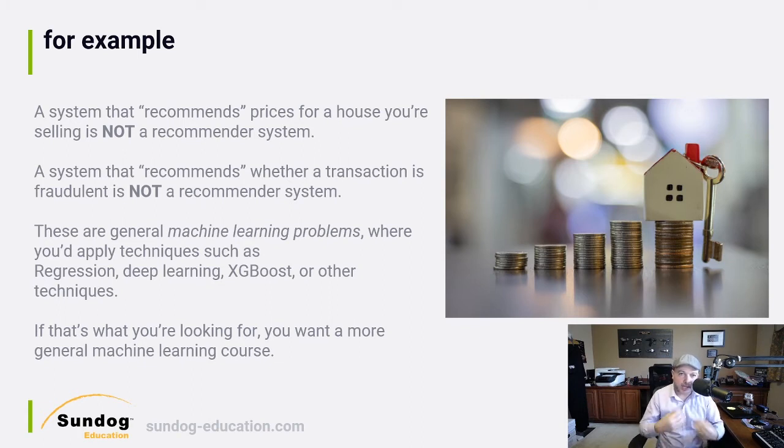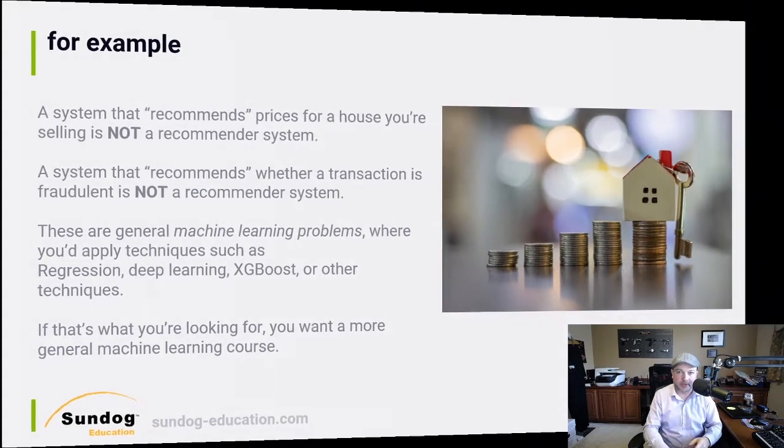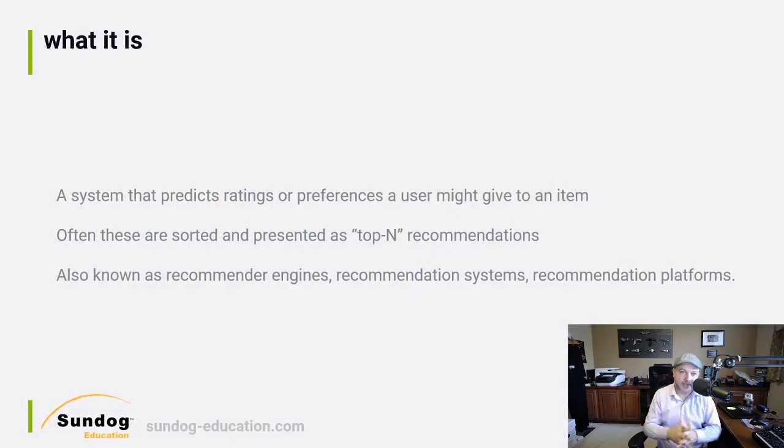Those are just generalized machine learning problems, and you use different techniques like regression or deep learning or XGBoost, for example. If those are the sorts of problems that you're after, you just want general machine learning, not recommender systems. A recommender system is a system that predicts ratings or preferences a user might give to an item.